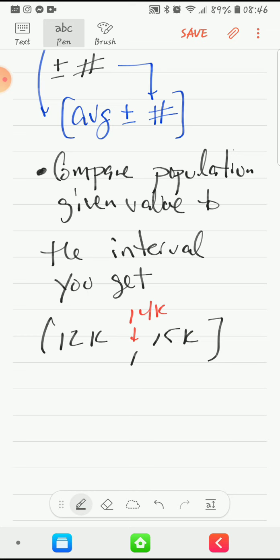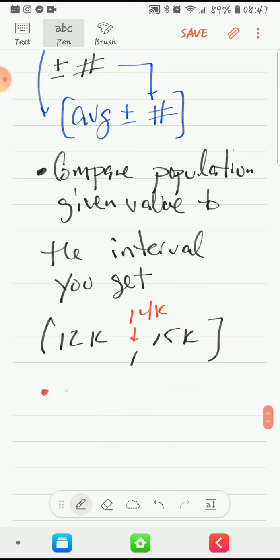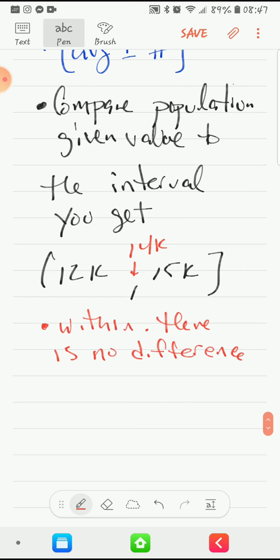And so you have your different situations. If it's within the range, then there is no difference. A lot of times you can say we cannot claim that there is a difference. That's how you would say it.